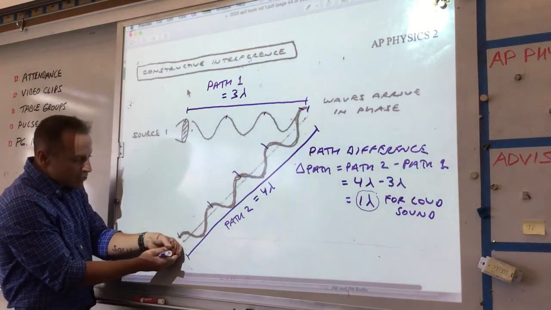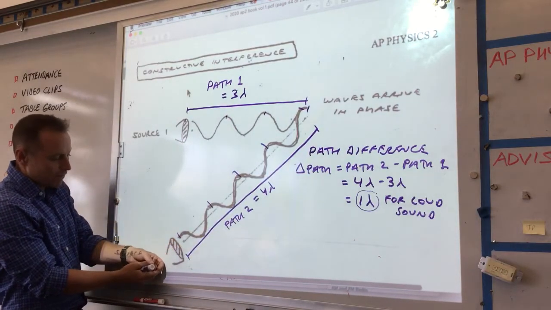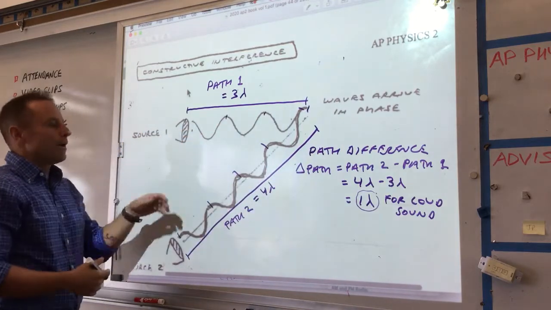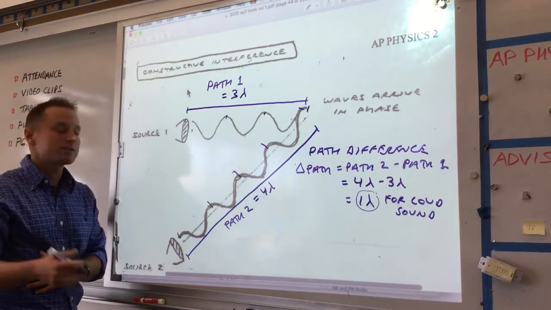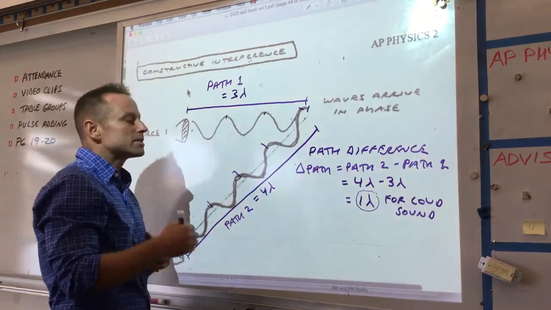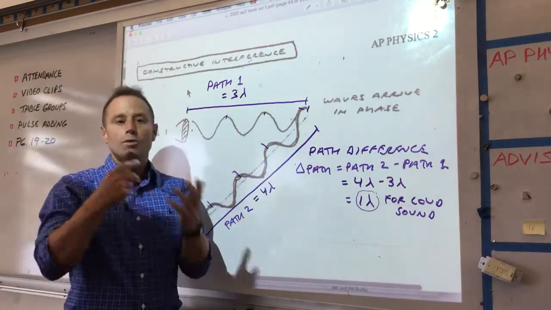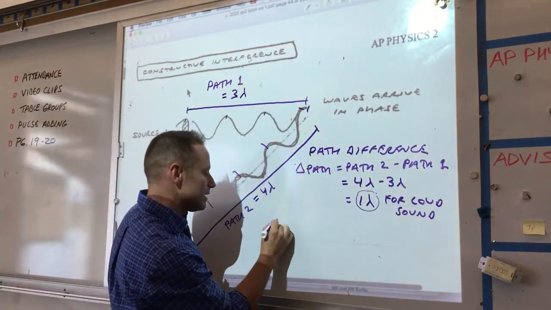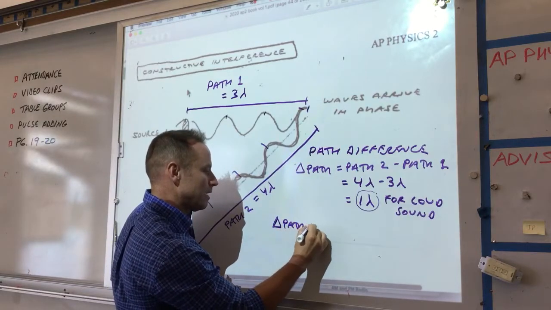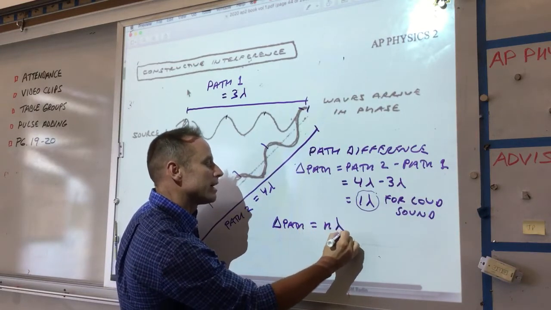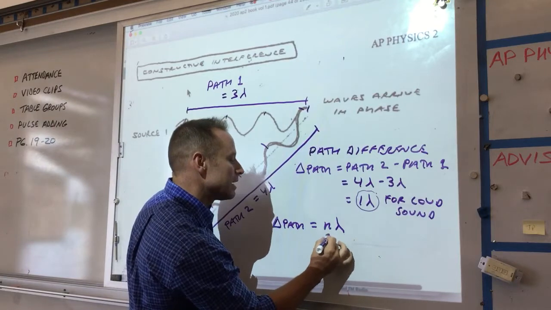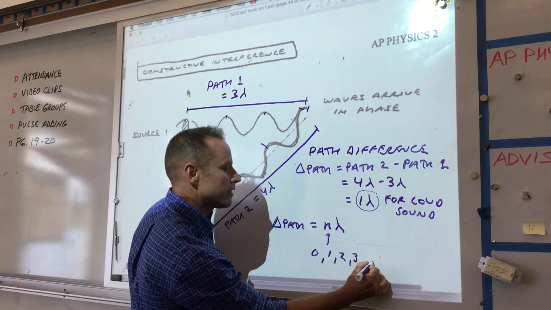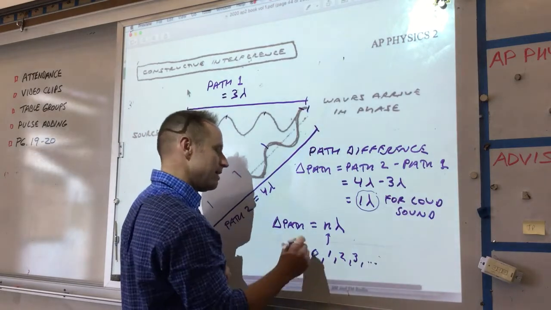Another thing you might imagine is if I just move this one back exactly 1 wavelength, where this one was going 5 and that one was going 3. That would give a path difference of 2 wavelengths. So ultimately, the path difference can be 0, 1 wavelength, 2 wavelengths, 3 wavelengths. The way to capture this in general is delta path equals n lambda, where n can be 0, 1, 2, 3, or anything else that's an integer like that.